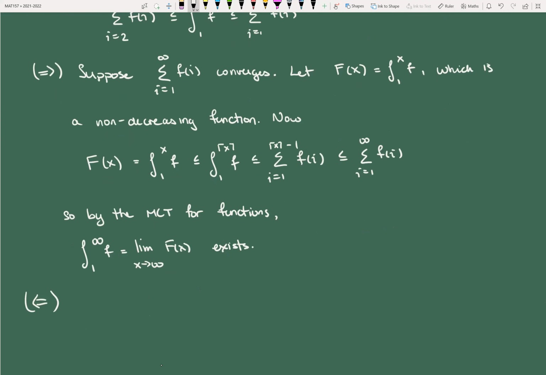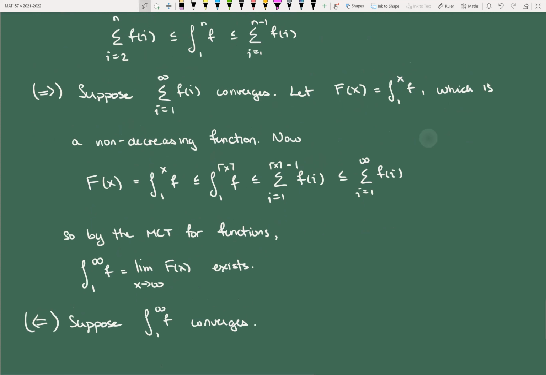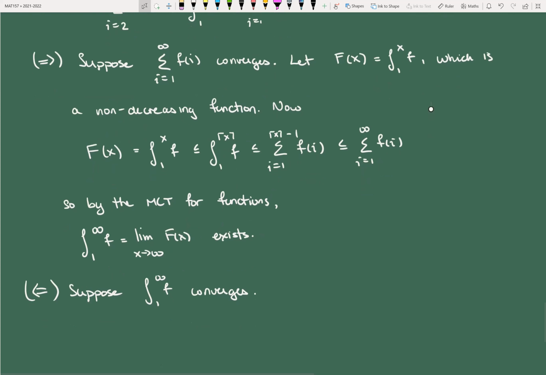And now the opposite direction. So now we're gonna suppose, this one's even easier, that the integral from one to infinity of f converges. Okay, so now we're going to use, conveniently, this inequality that is still at the top of the screen. We're gonna use the left half of this inequality. To make it work out, I'm going to have to throw f of 1 in there because the series on the left technically starts at 2 and I need my series to start at 1, but, you know, morally speaking, again, who cares? So suppose this converges.